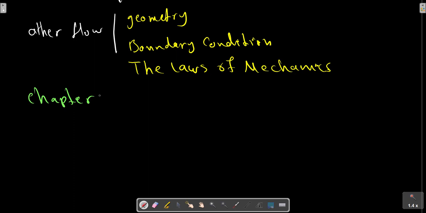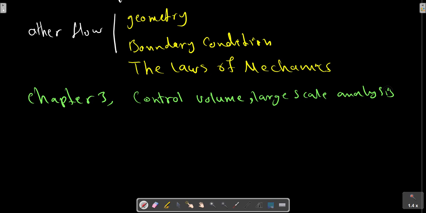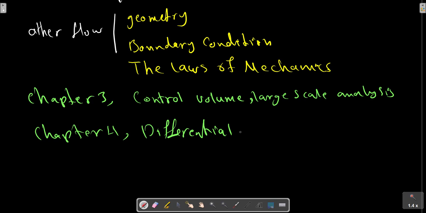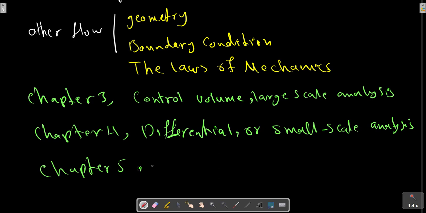Chapter 3: large scale analysis. Chapter 4 is about the differential or small scale analysis. Chapter 5: experimental or dimensional analysis.